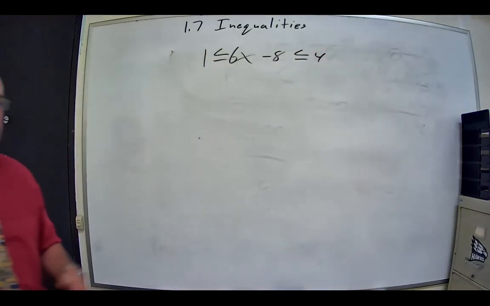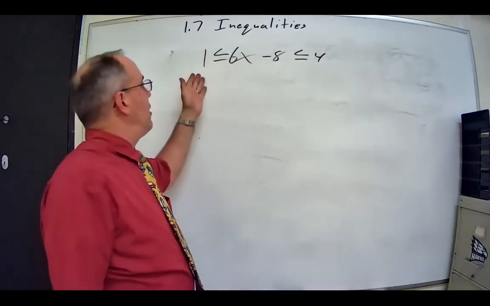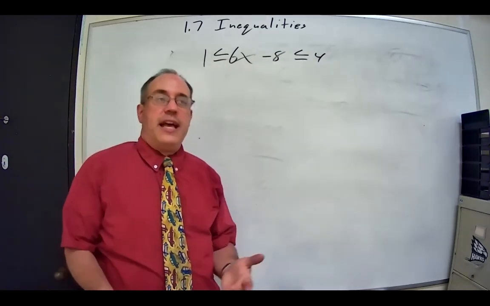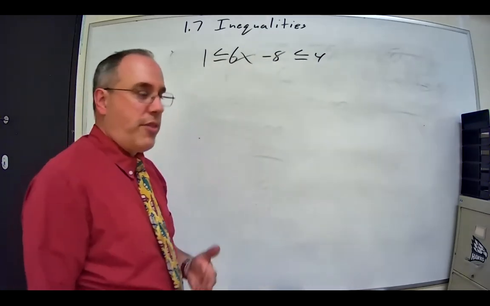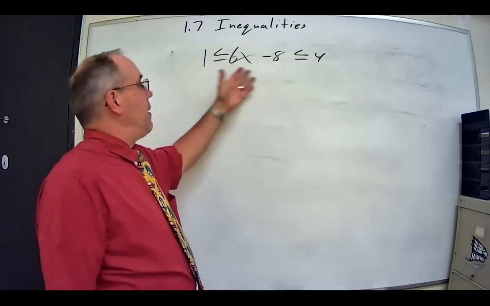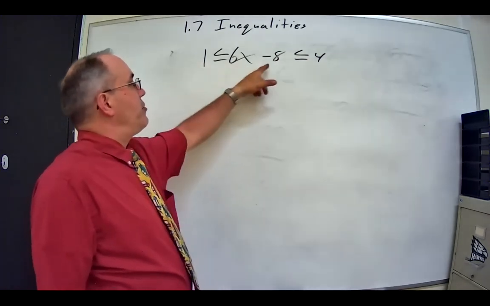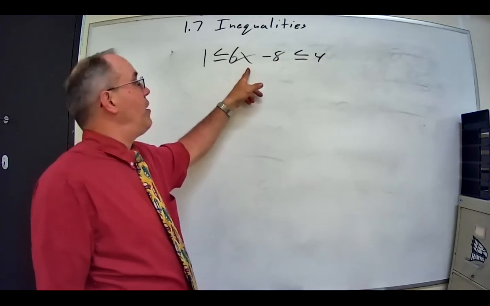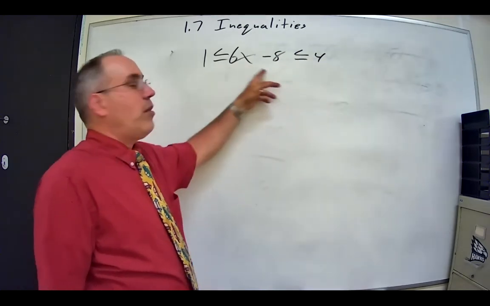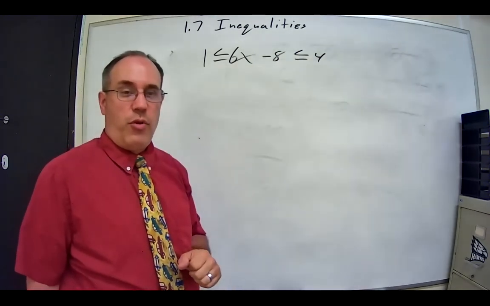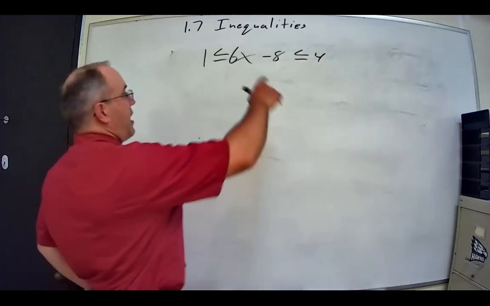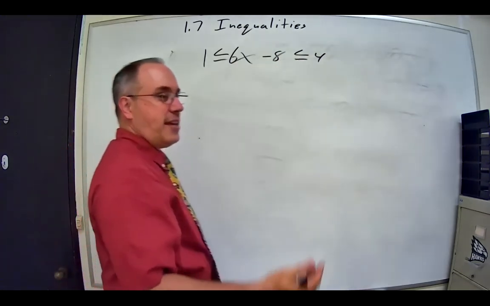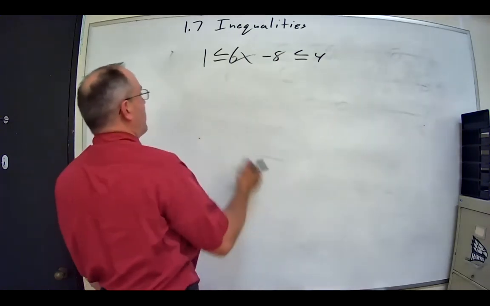Now you may ask yourself, well, how do I do this? How do I deal with this? I've got three different parts. And that's exactly how you deal with it. Deal with three different parts. If I want to do something to this middle part, because remember the goal is to get x by itself, then do it to all three parts of the inequality. So in this case, I have 6x minus 8. So what I'm going to do is add 8 to all parts of the inequality.